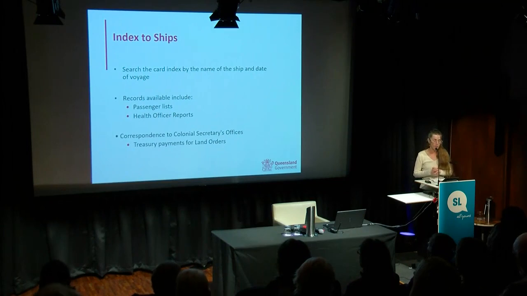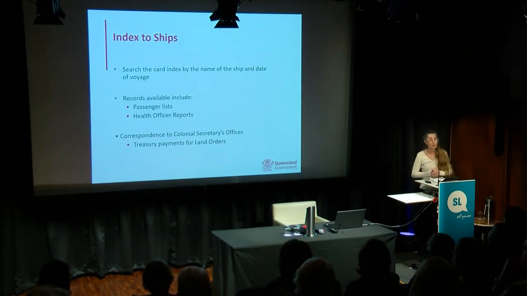The index to ships was originally an old card index which was held in the search room, so basically we've been converting that to an online index, and where there are digital images and links, they'll be attached to it. It includes passenger lists, health officers' reports and correspondence, treasury payments for land orders, which then lead to another suite of records which we are currently indexing, and we're about 85% through.